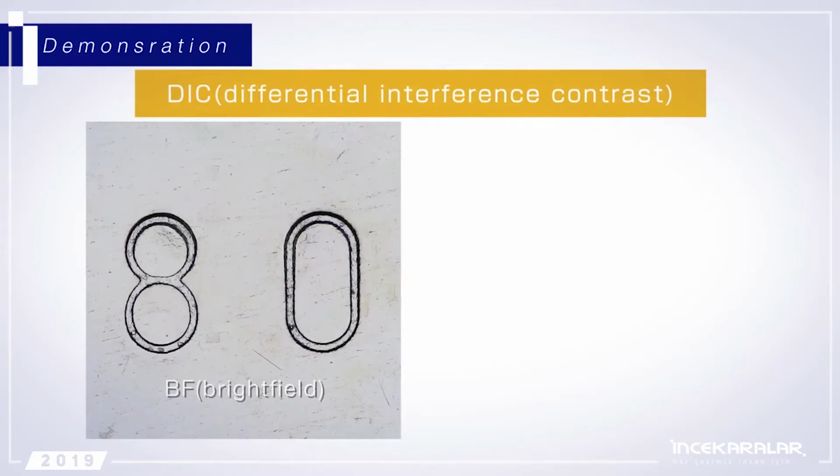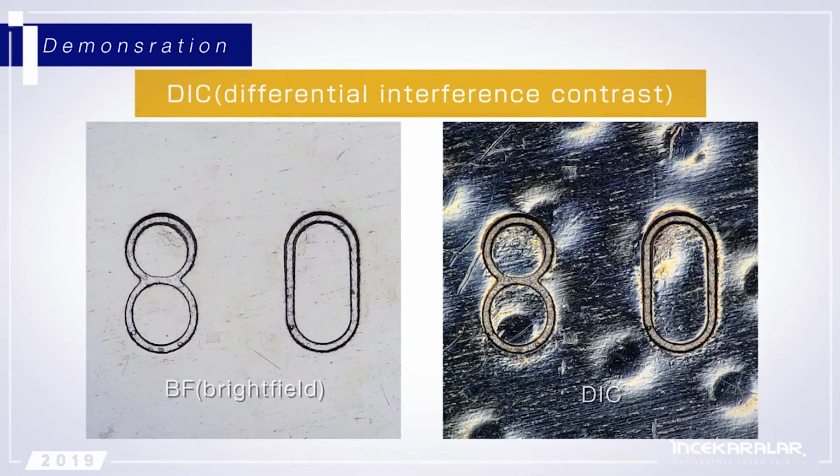Finally, this is the DIC observation. This observation method visualizes the unevenness on the surface at the nano level, which cannot be observed in the bright field, with differences in height. This method is best for observing wafers, film, LCD, ACF, and glass surfaces.